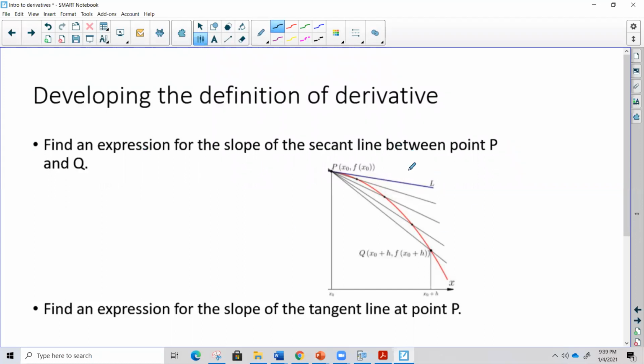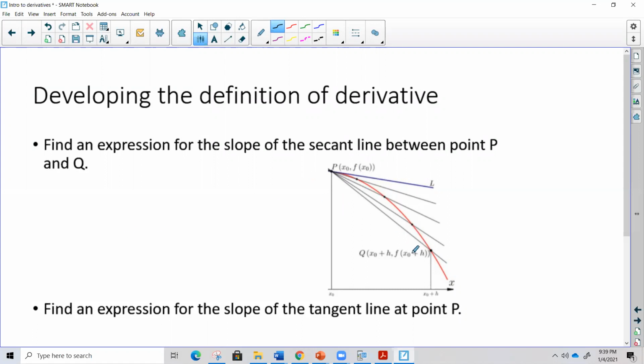So we are going to look at this graph, and we are really focusing on the point P. We want to find the slope at point P. What we're going to do is use another point Q to draw the secant line between those two points, and find the slope of the secant line. And what we said before is if we move that point Q closer and closer to P, my secant line will be a better approximation for my tangent line.